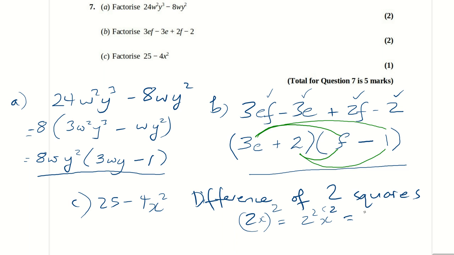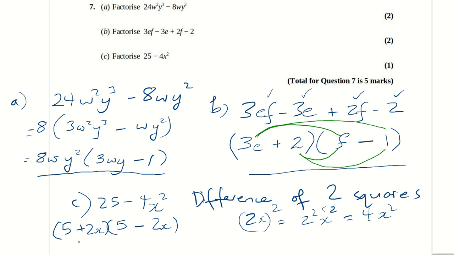Which is 4x squared. So this is indeed the difference of two squares, and there's a very simple way we do this. It's going to be 5 and 5, 2x and 2x. Now when we multiply it out, we don't want any x terms in the middle here, which means we've got to give one of them a plus and one of them a minus.